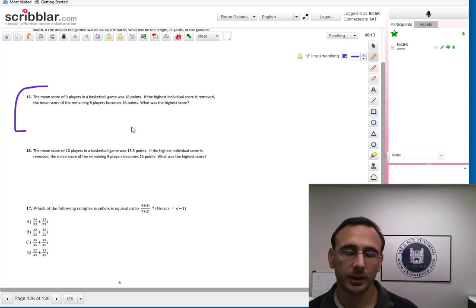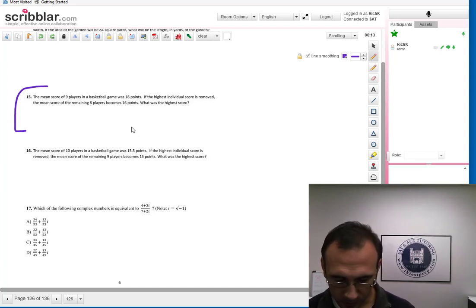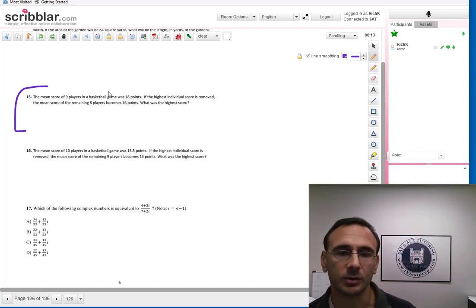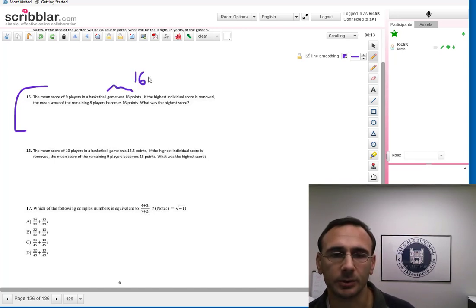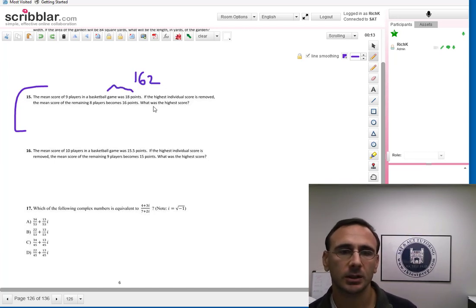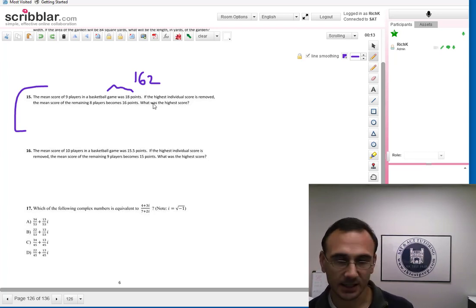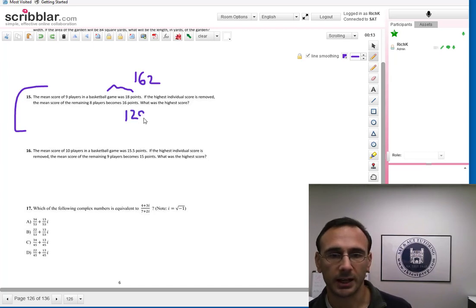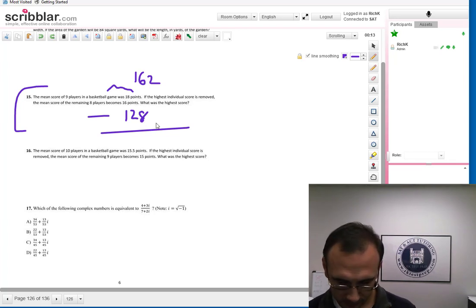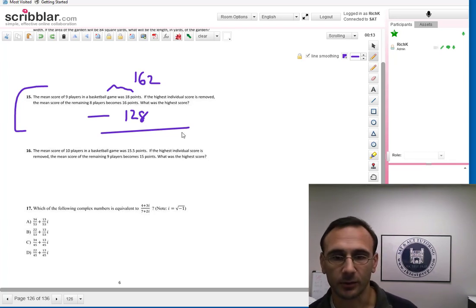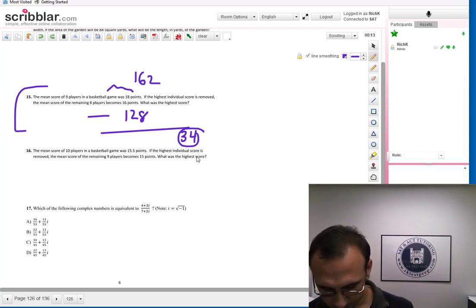The mean score of 9 players was 18. We can assume they all had the same score. So altogether, their scores add up to 162. We take out the highest, and we're left with 8 times 16 points total, which is 128. So if we subtract those out, we get 34 as the missing piece for the high score there.